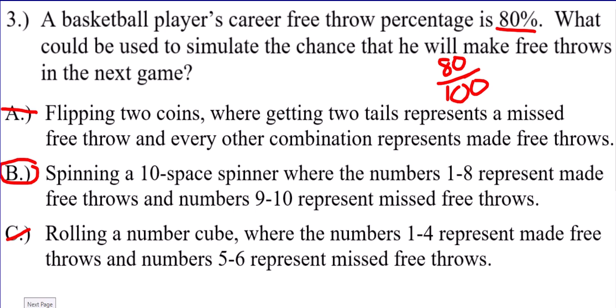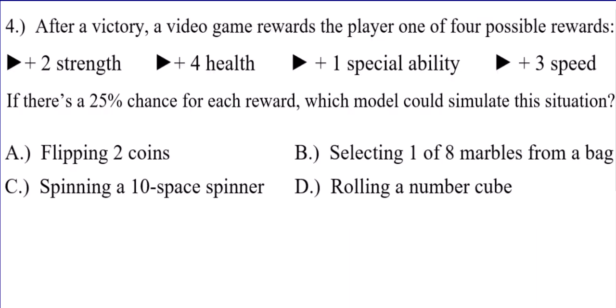So no, that's not going to work. Problem number 4. After a victory, a video game rewards the player with one of 4 possible rewards. Okay, so notice we have 4 possible rewards. Don't pay much attention to these numbers here. Yes, I know they're different numbers.